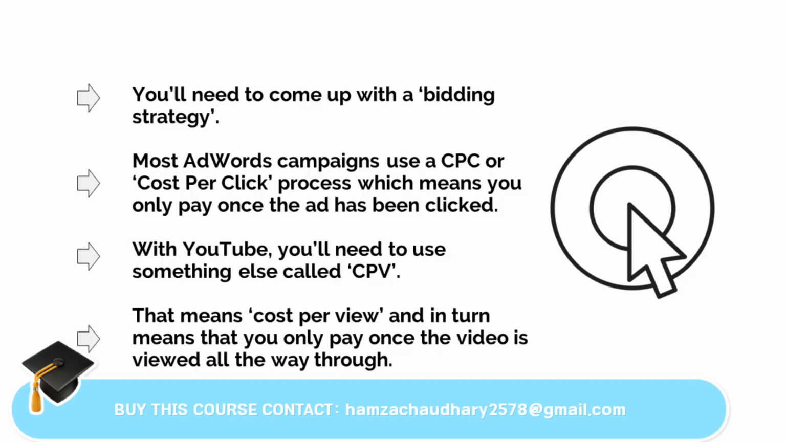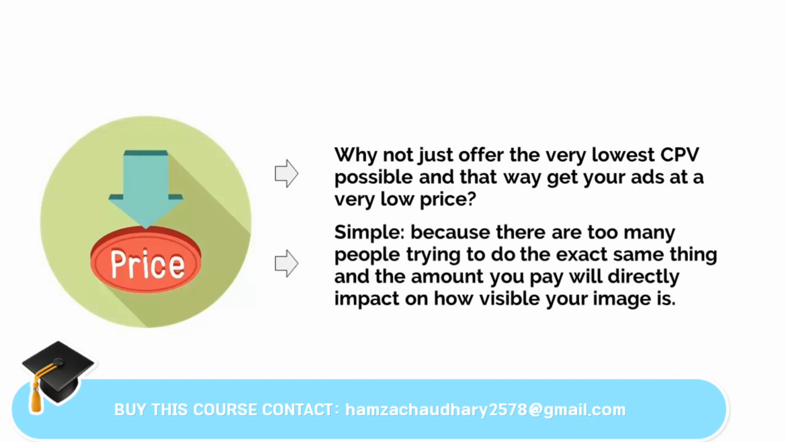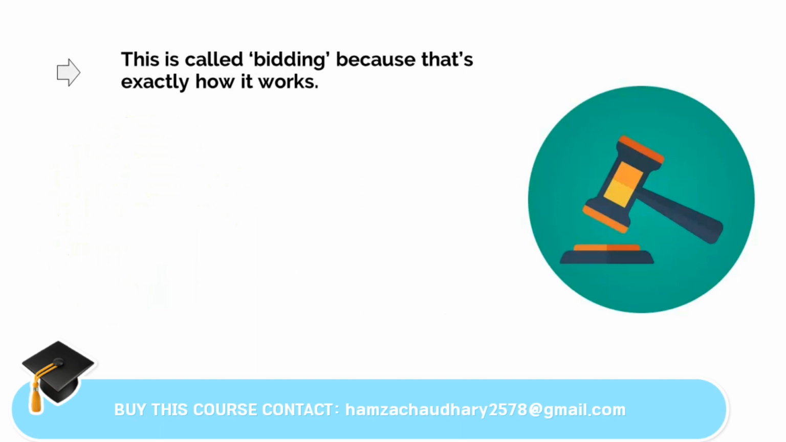Your bid is your CPV, so it needs to be tied closely to your budget. So why not just offer the very lowest CPV possible and that way get your ads at a very low price? Well, simple, because there are too many people trying to do the exact same thing, and the amount you pay will directly impact on how visible your image is. This is called bidding because that's exactly how it works.